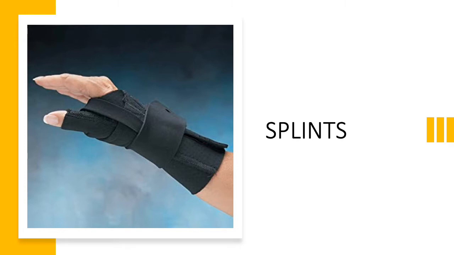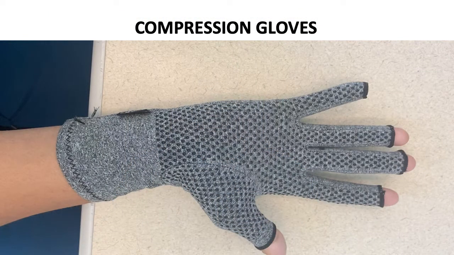Splints. Depending on where you are experiencing pain, swelling, and functional use difficulties, an occupational therapist can provide you with an orthotic, otherwise known as a splint, to address your needs. If you are experiencing swelling in your hands, you can use compression gloves. These will reduce swelling by helping the fluid travel back out of your hands.